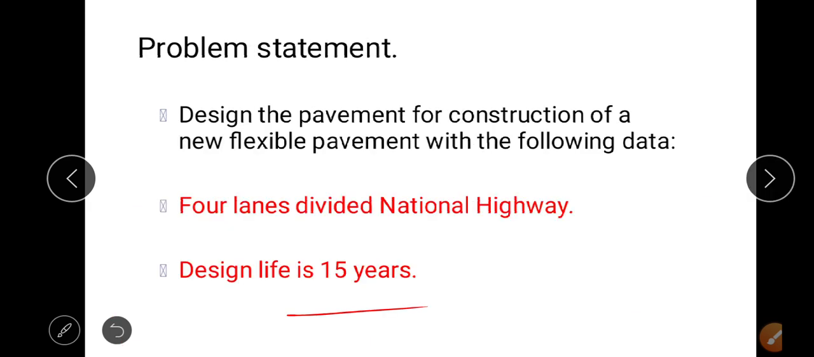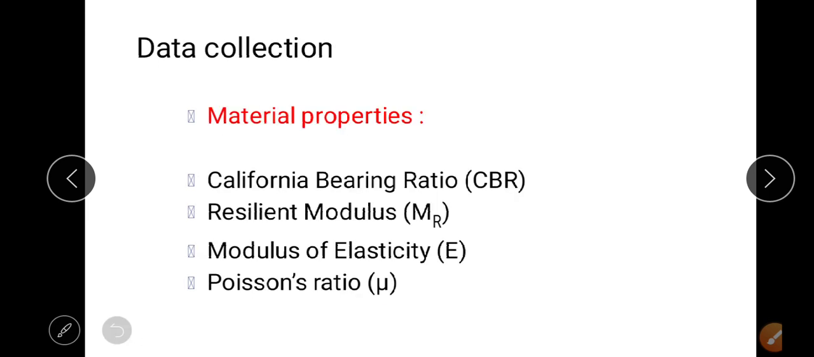Problem statement. We will see how the design is carried out. Design the pavement for construction of a new flexible pavement with the following data. 4 lane divided national highway, for which we have to design. Design life is 15 years. Data collection, material properties. What are all the various properties which are obtained in the laboratory for the soil? California bearing ratio CBR, resilient modulus MR, modulus of elasticity E, Poisson's ratio mu.